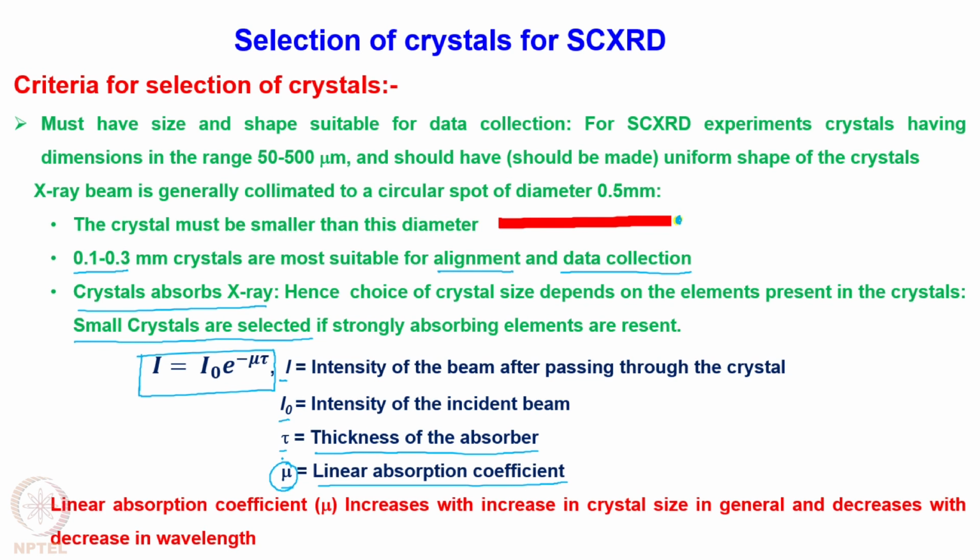Depending on the wavelength and crystal size, the value of mu changes. That is, the linear absorption coefficient increases with increase in the size and decreases with decrease in wavelength. So, that means a compound, if we try to collect the data using copper radiation, will have a certain value of mu. If we do a data collection using molybdenum, which is a much smaller wavelength, it will have much less absorption. That means it will have much more penetration.